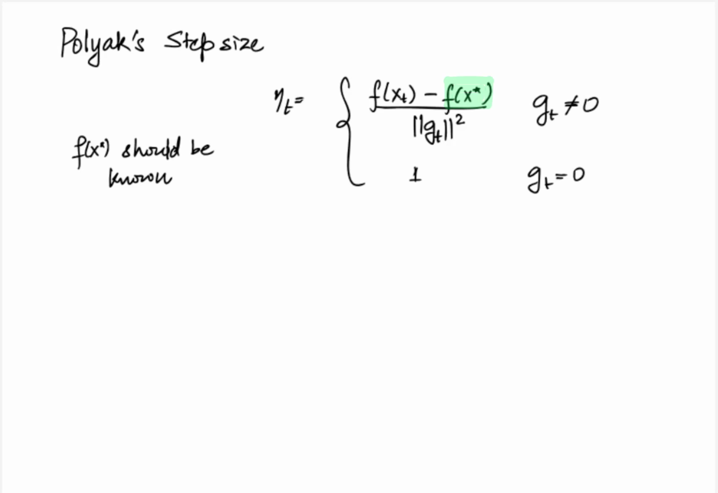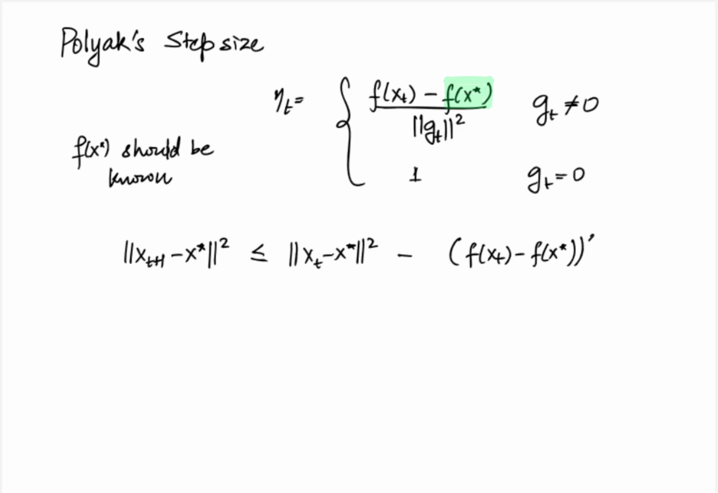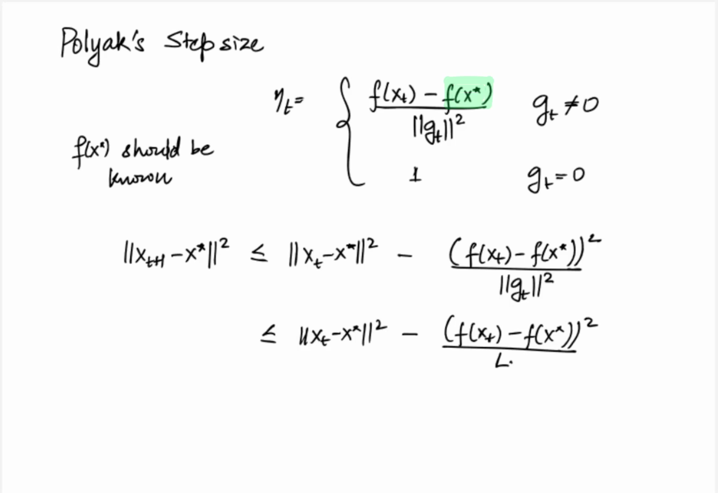Substituting this inequality in the one-step inequality we obtained that ||x_{t+1} - x*||^2 is less than or equal to ||x_t - x*||^2 minus the square of the optimality gap (f(x_t) - f(x*)) divided by ||g_t||^2. And then we can use the bound on the ||g_t||^2 so as to obtain that the right hand side is less than or equal to ||x_t - x*||^2 minus the square of (f(x_t) - f(x*)) divided by L_f^2.